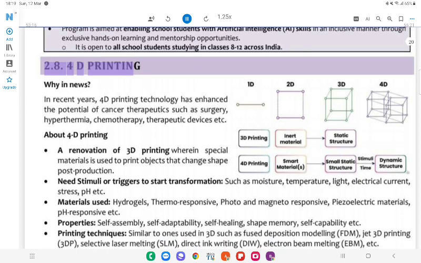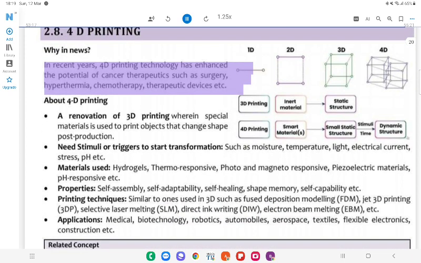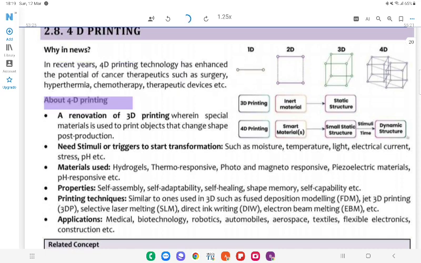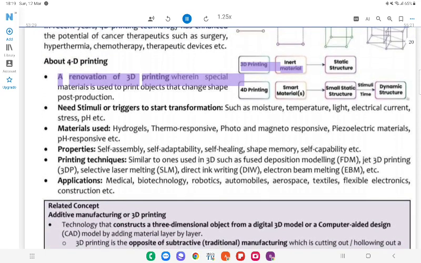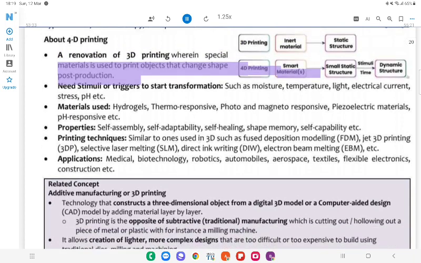2.8. 4D printing. Why in news? In recent years, 4D printing technology has enhanced the potential of cancer therapeutics such as surgery, hyperthermia, chemotherapy, therapeutic devices, etc. About 4D printing. It is a renovation of 3D printing wherein special materials are used to print objects that change shape post-production.